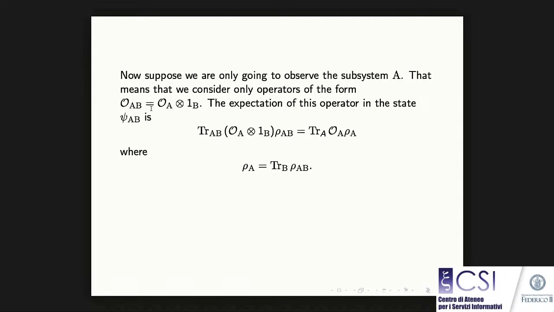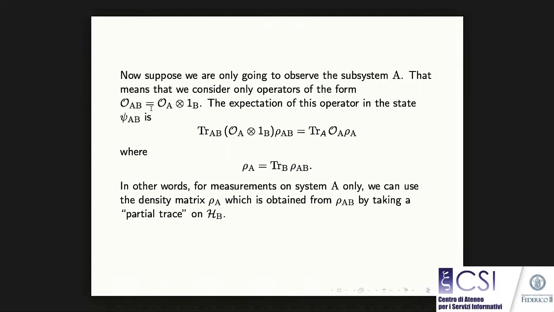And then we find that the expectation value of an operator that only acts on the A system in the state psi AB is the trace of OA times rho A, where rho A is called the reduced density matrix for system A. In other words, for measurements in system A only, we can use the density matrix rho A, which is obtained from rho AB by taking a partial trace on HB.